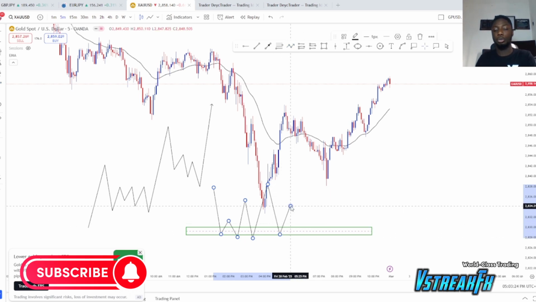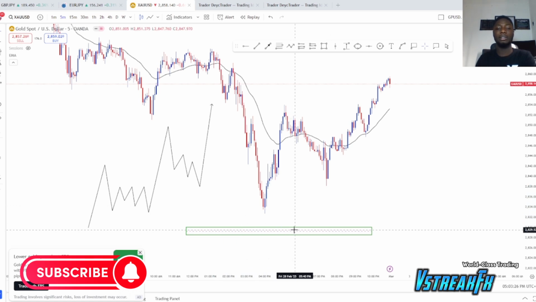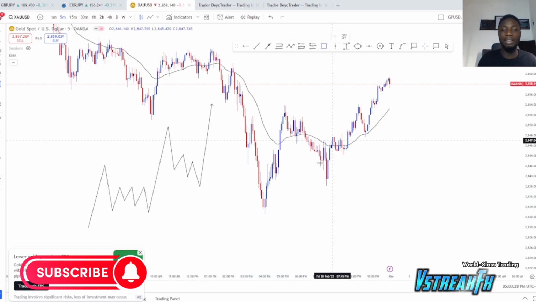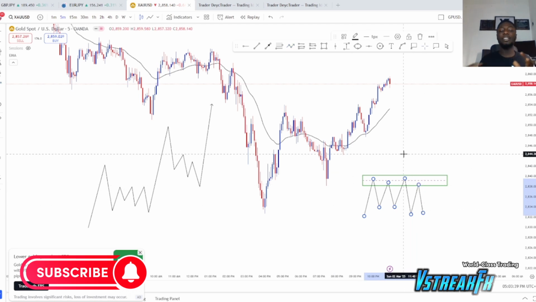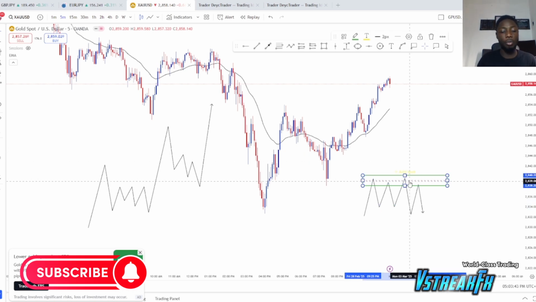Then I want you to understand resistance. Resistance is more of a level where price is finding it hard to go to the upside, where price keeps rejecting one, two, more of like at the third touch and looking forward to sell. So the combination of these levels is called the key level. It's called a key level of support and resistance.